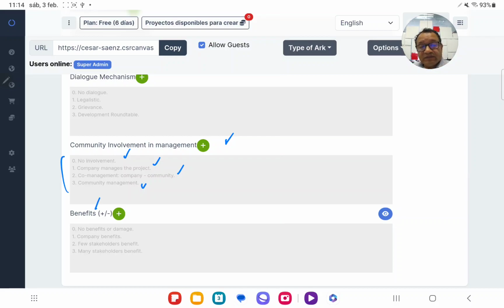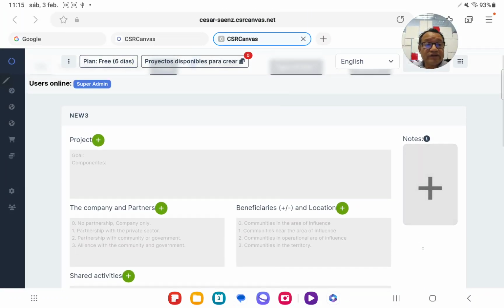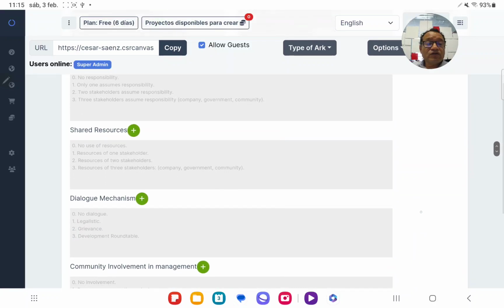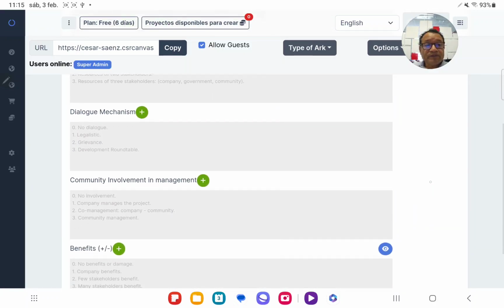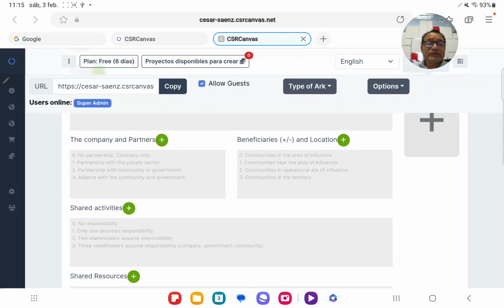Finally, you have the benefits, not only for the company but also for the community. So again, you have 4 options: no benefits or damage, company benefits alone, few stakeholder benefits, many stakeholder benefits. So as you see, you have these elements, and you have to be aware of these elements at different levels. Okay, now let's go to the project. So let's go to the next video to feel the arc of social responsibility.